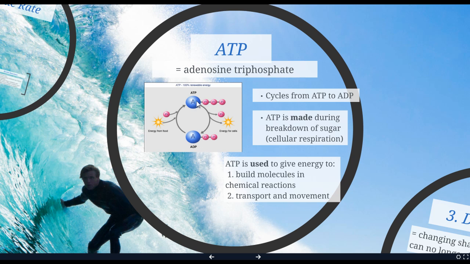So in this cycle, we have ATP. ATP is going to give up a phosphate group and in the process provide energy for cells. And then we take ADP. We're going to need to add a phosphate group back onto this, and we're going to get the energy to rebuild that from our food.